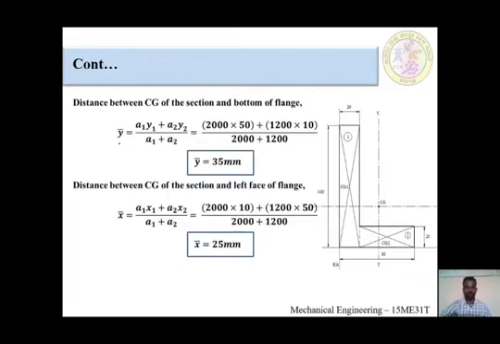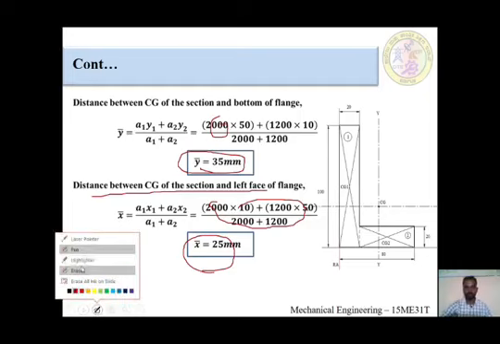The formula is y bar is equal to A1 y1 plus A2 y2 divided by A1 plus A2. The values are A1 is equal to 2000, y1 is equal to 50, A2 is equal to 1200, y2 is equal to 10, divided by A1 equal to 2000 plus A2 equal to 1200. Y bar we got is 35 millimeter. After finding y bar, next is the distance between the CG of the section and the left face of the flange. x bar is equal to A1 x1 plus A2 x2 divided by A1 plus A2. After putting in all these values, we get x bar is equal to 25 millimeter.